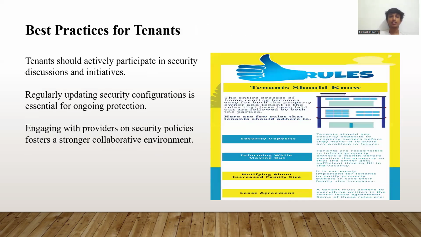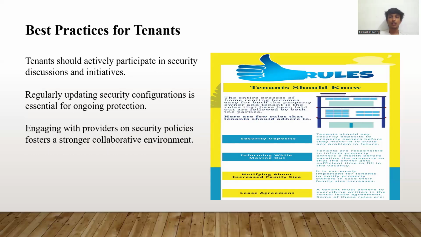Best practices for tenants. Tenants should actively participate in security discussions and initiatives. Regularly updating the security configuration is essential for ongoing protection. Engaging with providers on security policies fosters a faster, stronger collaborative environment.